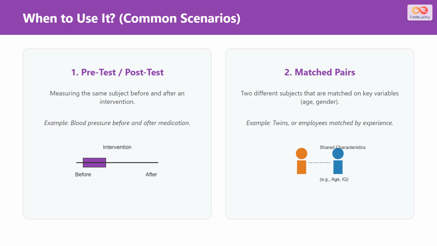There are two main scenarios where you will use this test. The first and most common is the pre-test post-test design. This is where you measure a subject, apply an intervention, and measure them again. For example, checking blood pressure before and after medication. The second is matched pairs, where you match two different people based on shared characteristics like age or experience and treat them as a single unit.